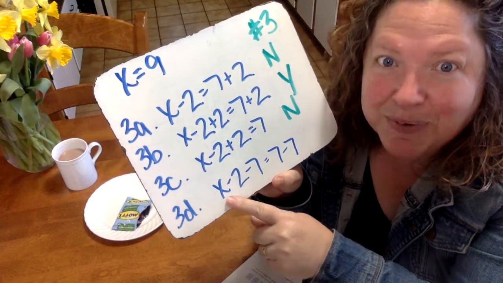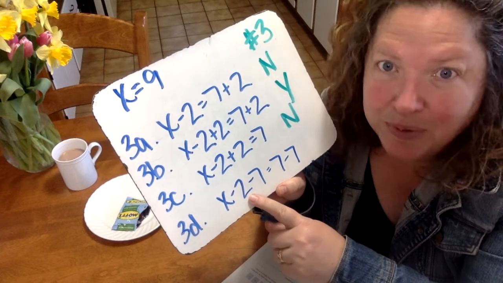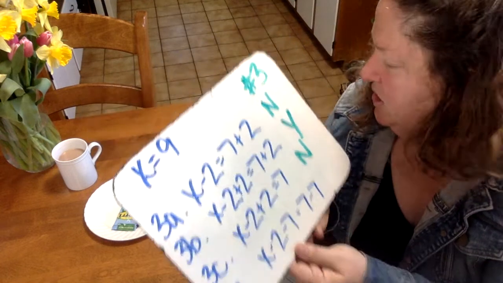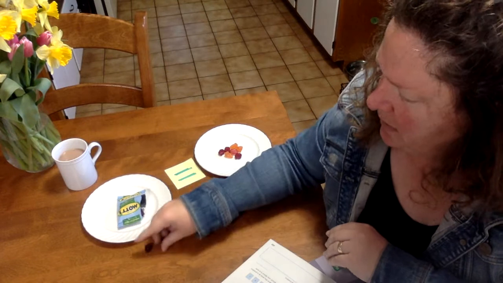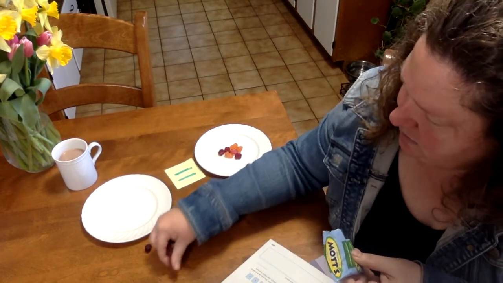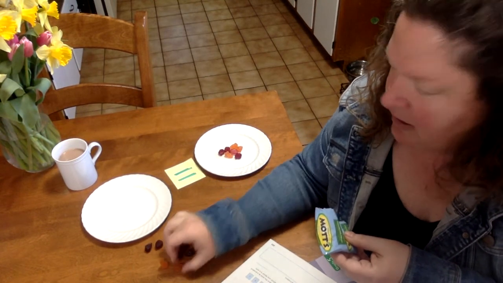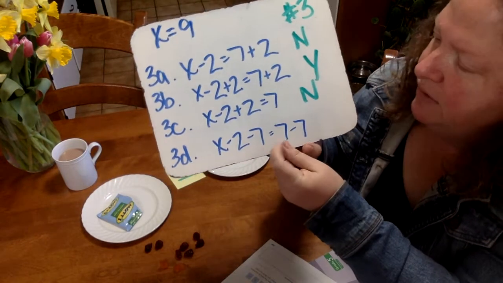Finally, let's look at D. We started with a mystery number, and that mystery number right now for us isn't a mystery. We take away 2, then we take away 7, and that equals 7 minus 7. So let's get that set up. Here's our mystery bag. Remember, it starts with 9 because that's what we're checking to see if it matches. We need to take away 2. Here they are. Then we need to take away 7. 1, 2, 3, 4, 5, 6, 7. There they are. And that needs to equal 7 minus 7.